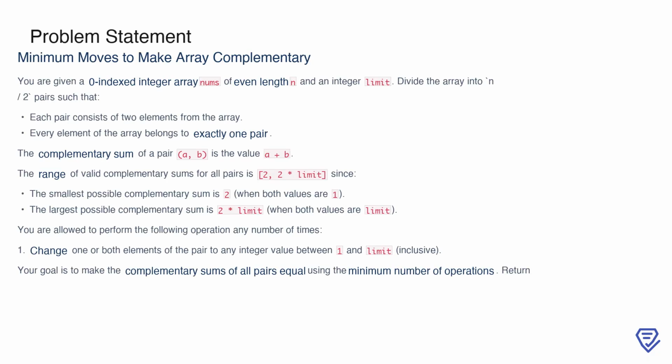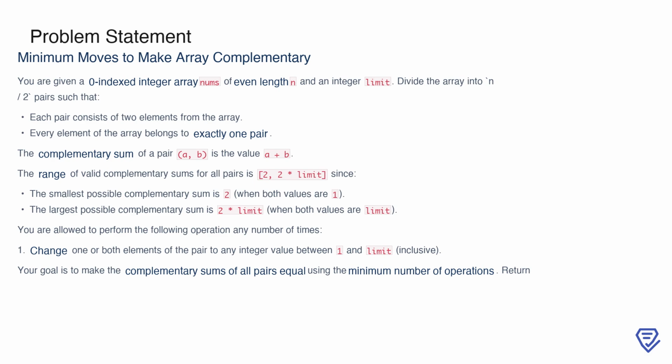In this problem, you're given an integer array called nums which has an even length n and an integer limit. The task is to divide the array into n/2 pairs so that each element of the array belongs to one and only one pair. For any pair, A, B, we define its complementary sum as A plus B.